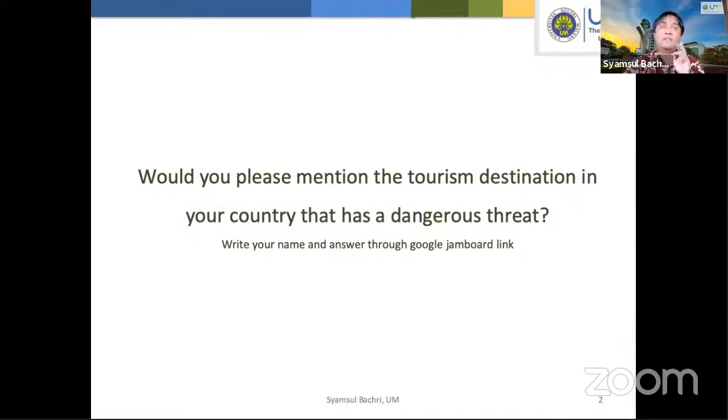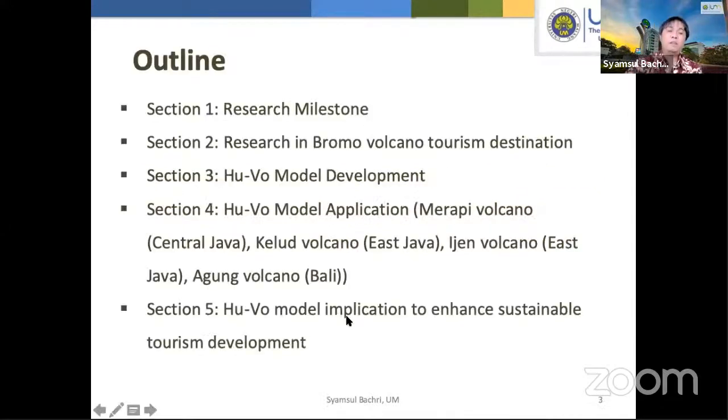Now we have some information that a lot of tourism destinations from the participants' home countries are linked to disasters. For these sections, I try to make it simple because usually this is two hours, not a semester's lectures, but in two hours I will share five sections. Section 1 is about recent milestones, what I have done. The information is really important for me. Section 2, research on the Bromo volcano tourism destination, what I have done with my team.